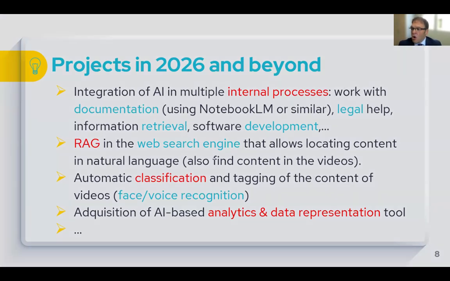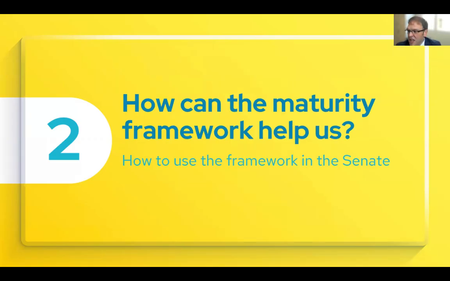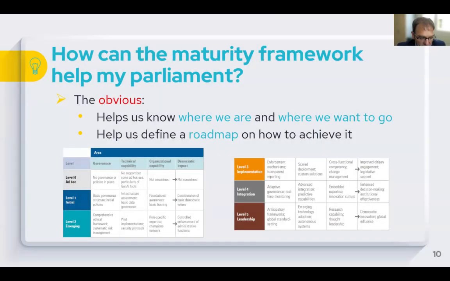All that stuff. Okay, so the second part of the presentation is how can the maturity framework help us, help all of us, not only the Senate, how to use the framework. The obvious thing, as Andy mentioned, is how can the framework help us? It can help us know where we are, identify where we are, and where we want to go. Evaluate where we are and the path where we want to go, and also define a roadmap to achieve it. This is obvious, no? It's a framework, and this is made for this.